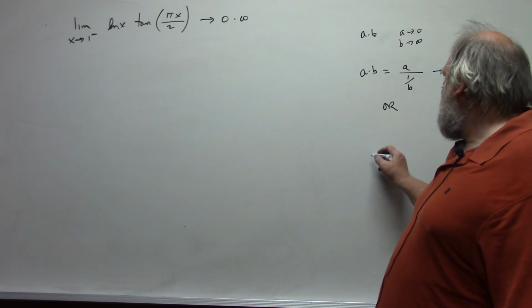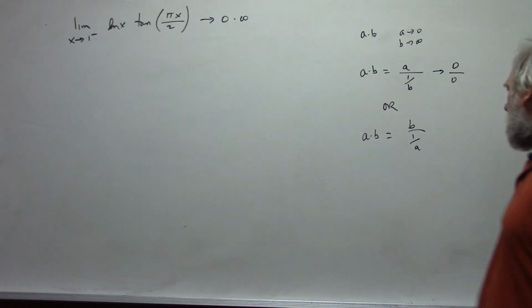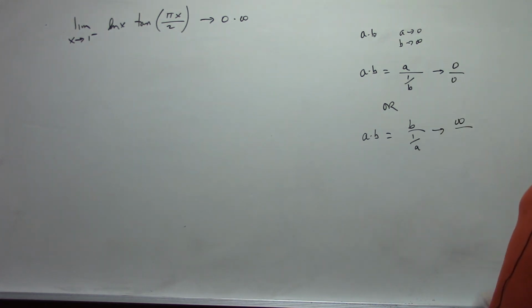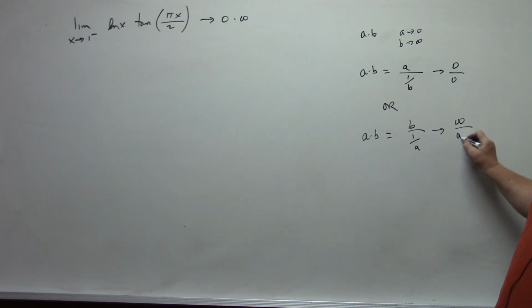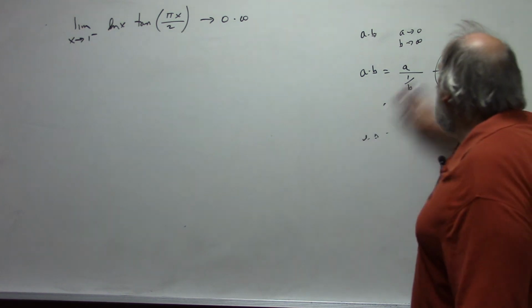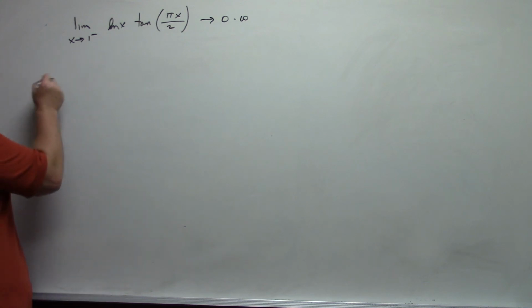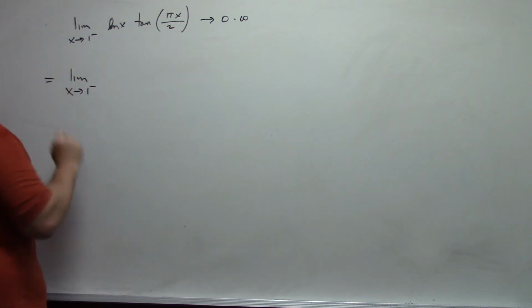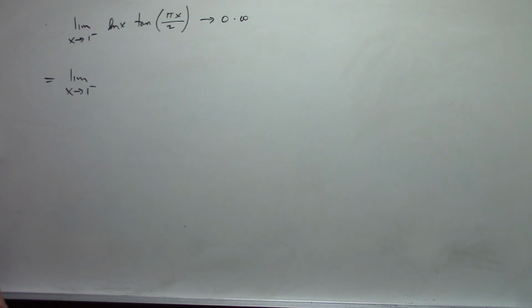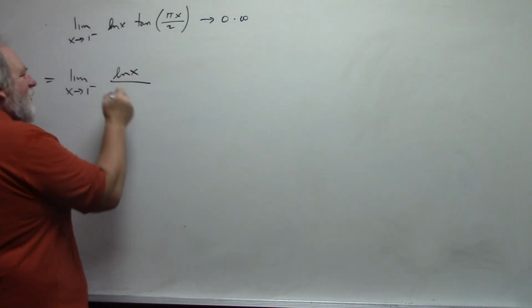Or I write this as b divided by 1 over a. b is approaching infinity, and since a was approaching 0, 1 over a is now approaching infinity. And either way, I get it into a form where I can use L'Hopital. So let's apply that. I can pick. Generally speaking, if you have a choice, you do not move a natural log, especially if the other choice is to move a trig function. They are easy to move. 1 over tangent is just cotangent.